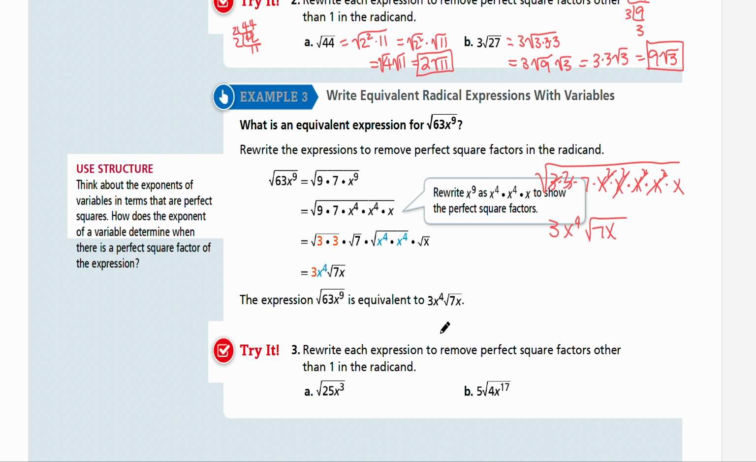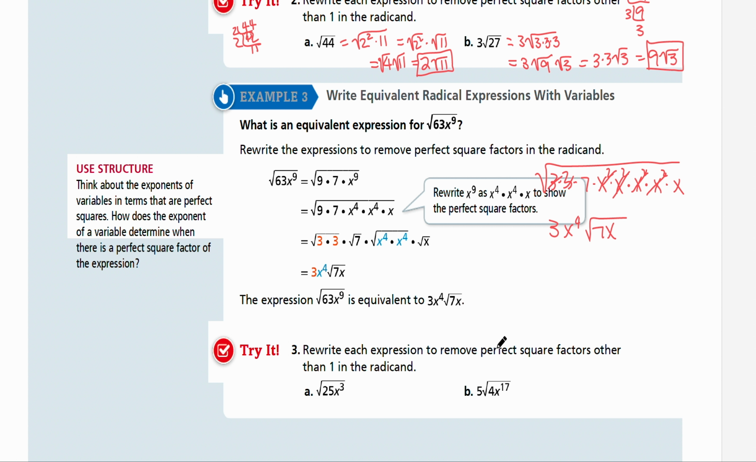Let's look at try number 3. Rewrite each expression to remove perfect square factors other than 1 in the radicand. So take out as many factors as you can from the radicand. Pause the video, see if you can do it by yourself. Come back when you're ready for answers.